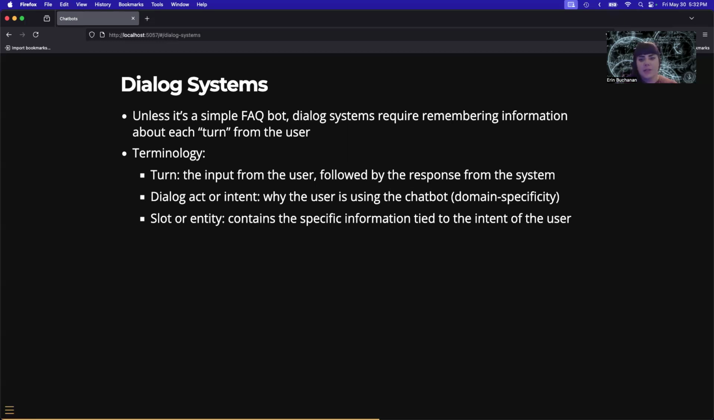Now, slots or entities are where the specificity comes in. If my intent is the weather, the slot or the specific entity information, and these are some of the terms that RASA uses if you want to use that program, is tied to what information you would actually put in. So weather is the overall intent, but the slot might be temperature. So we grab this big topic and then we fill in what's appropriate for that topic.